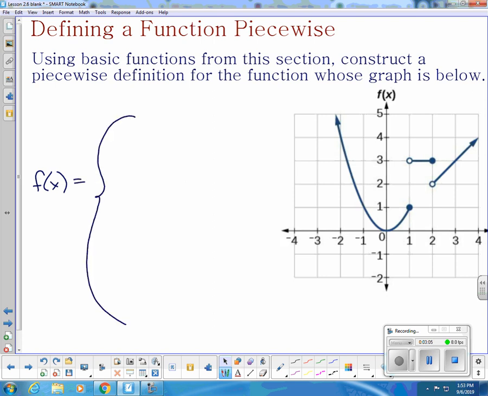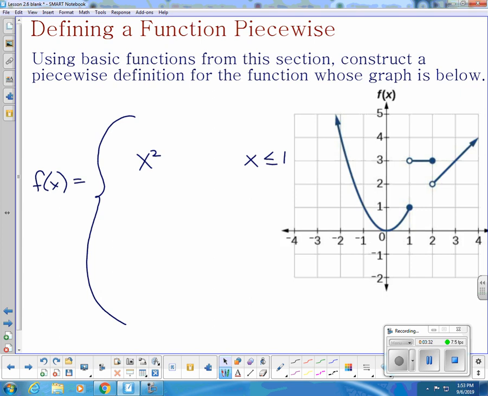So what is the furthest left? What is that function? It's a piece of a quadratic. Again, it's the parent function, so it's just going to be x squared. What's his domain? What's the furthest left he goes? -infinity, which we won't write. And then the furthest right he goes is 1. Does he include 1? Yes.